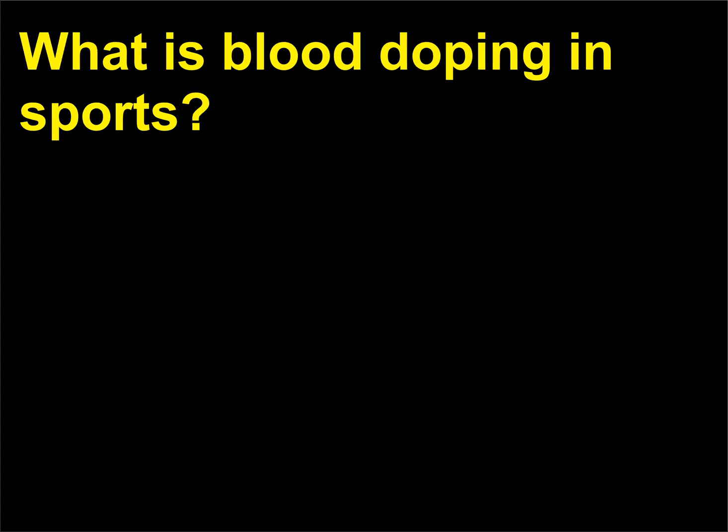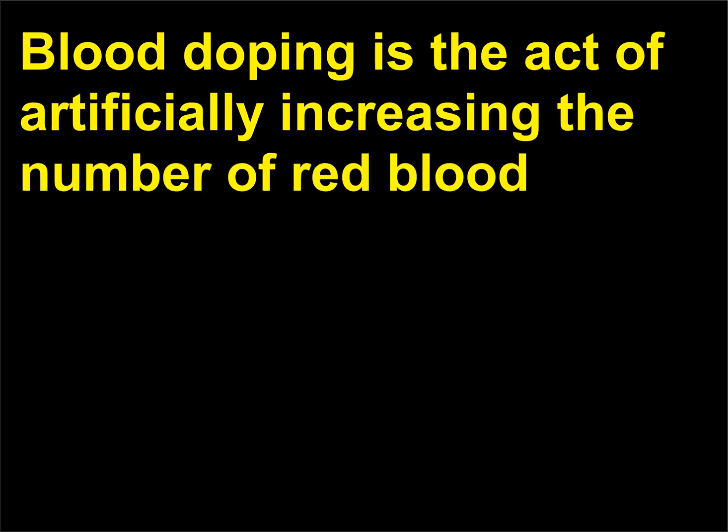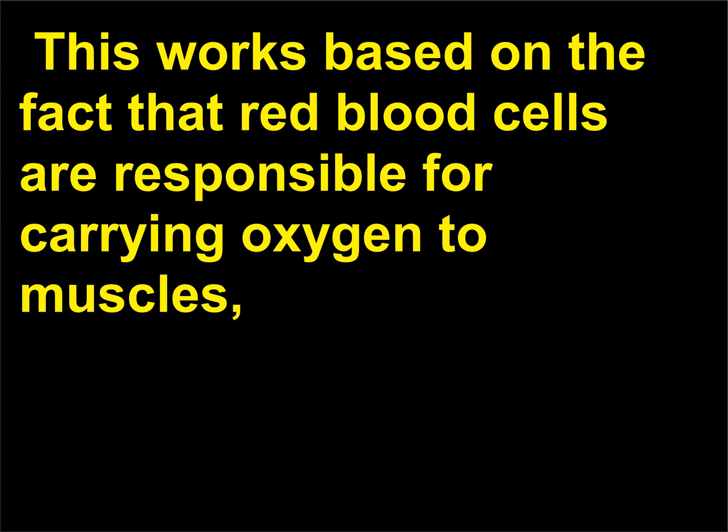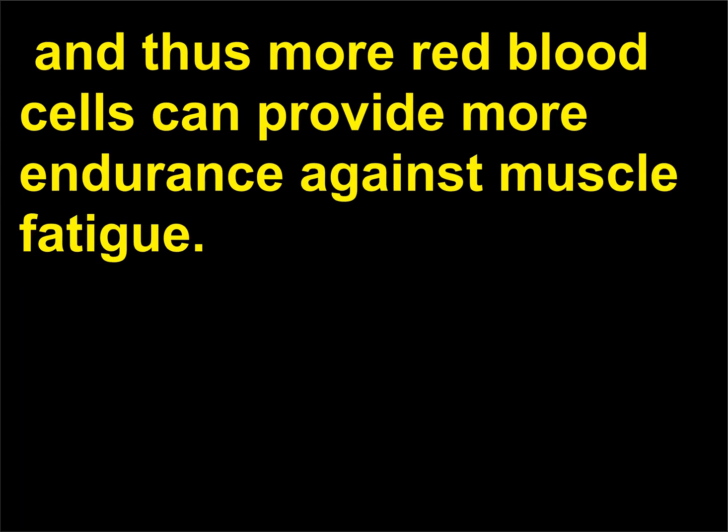What is blood doping in sports? Blood doping is the act of artificially increasing the number of red blood cells in a person's blood for the purpose of improving athletic performance. This works based on the fact that red blood cells are responsible for carrying oxygen to muscles, and thus more red blood cells can provide more endurance against muscle fatigue.